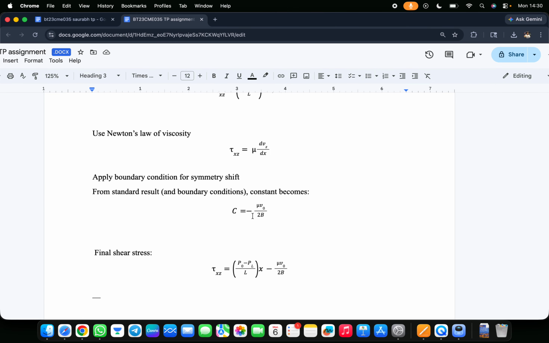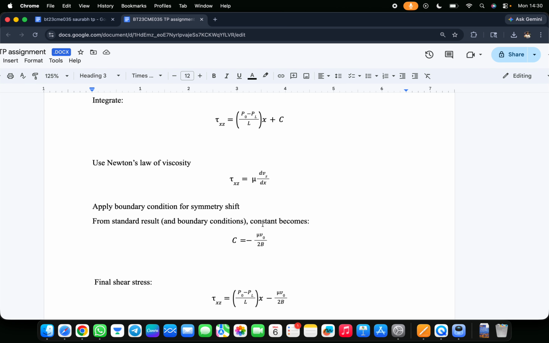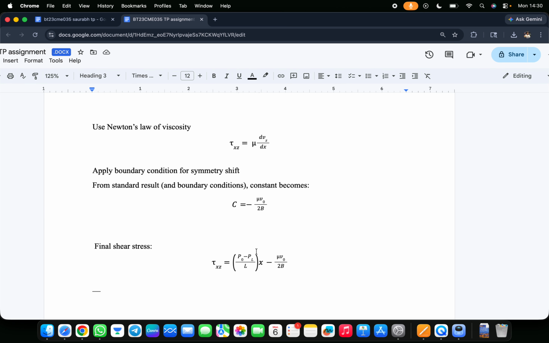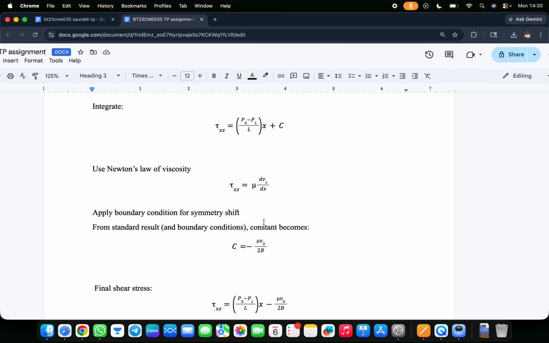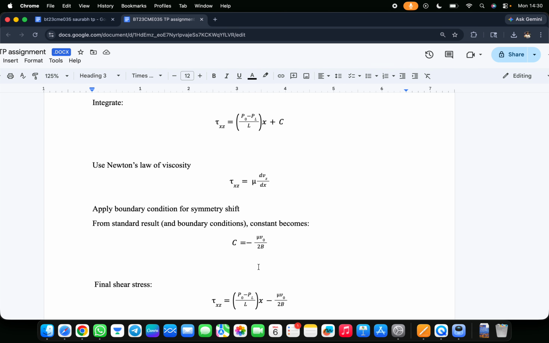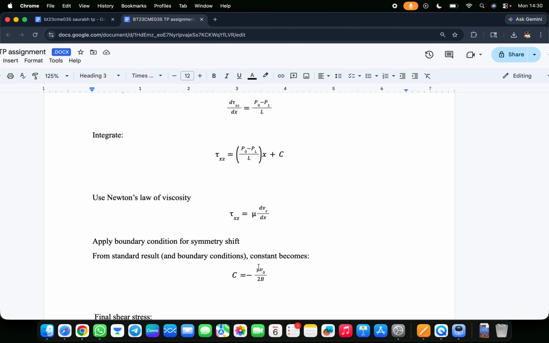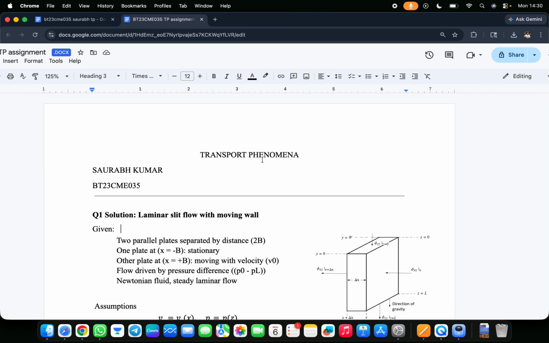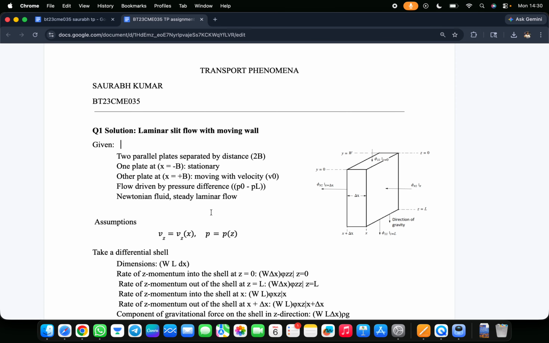Here we will apply the boundary condition. Applying the boundary condition, we will find the first constant, and that constant comes out to be minus mu v naught by 2b. Here we can see which boundary conditions we have applied. How many boundary conditions do we have? 1, 2, 3, 4 boundary conditions we have taken.